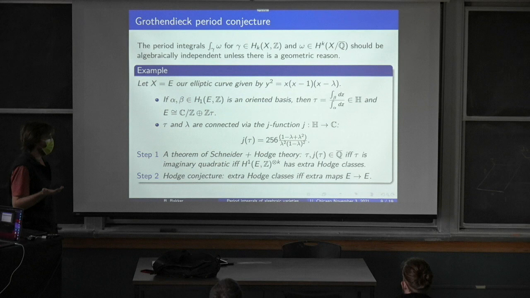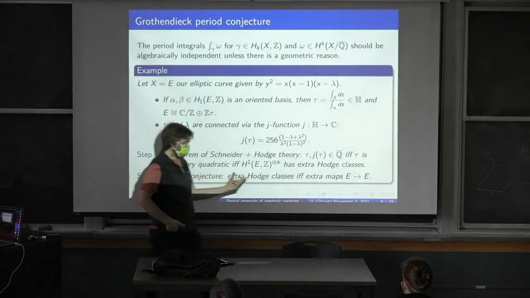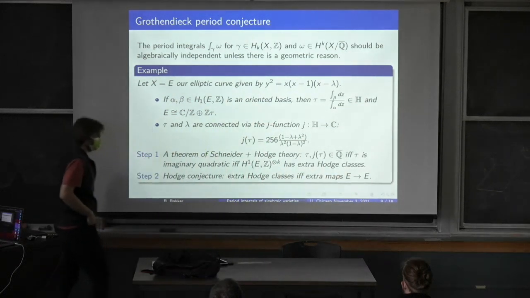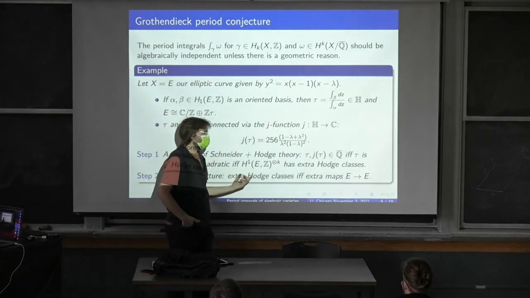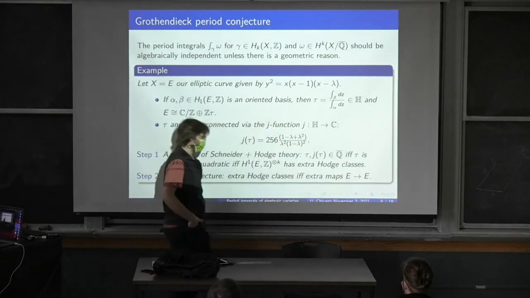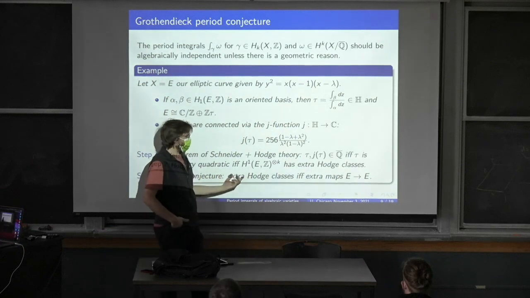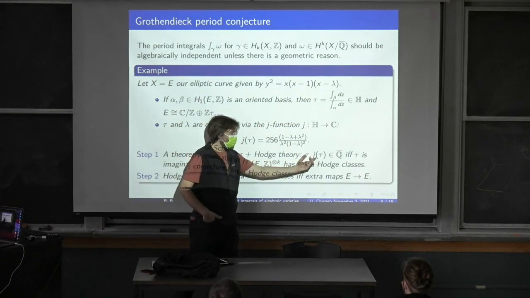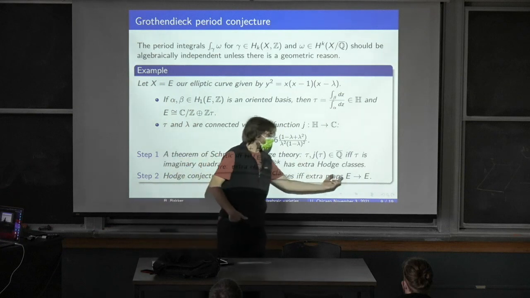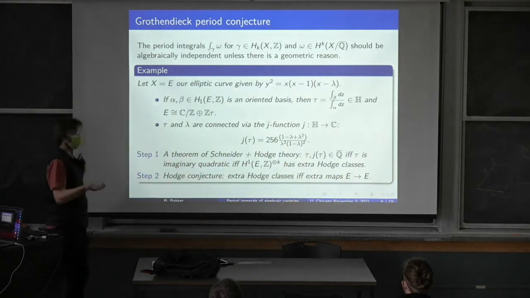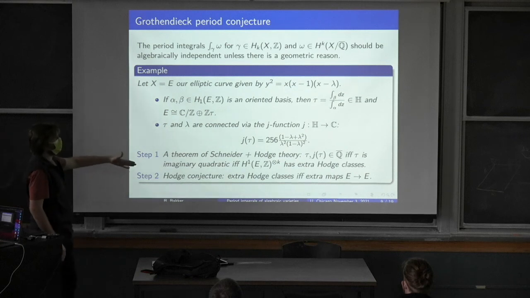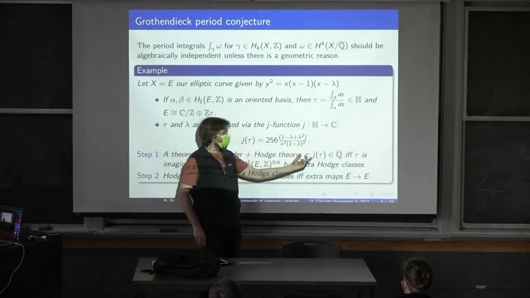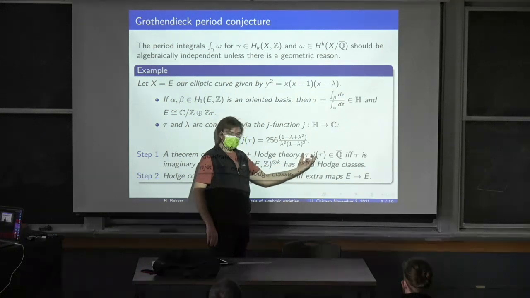And then finally, given that we know the Hodge conjecture in the case of this elliptic curve, extra Hodge classes happen if and only if there's extra geometry. So we can actually read off the fact that these extra Hodge classes, which happen if and only if there's some algebraic dependence, happen if and only if there are more maps than you would expect from E to itself. So in this example, what we're concluding is that most of the time, tau and J of tau have algebraically nothing to do with each other, and they do if and only if there's a geometric reason.